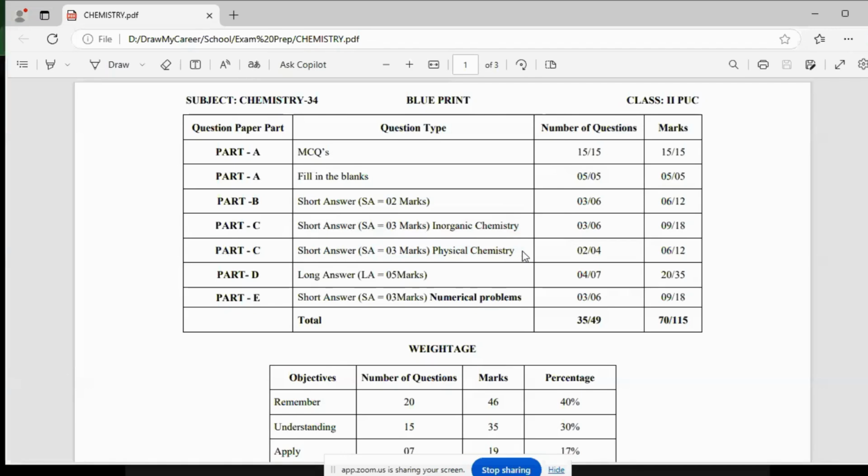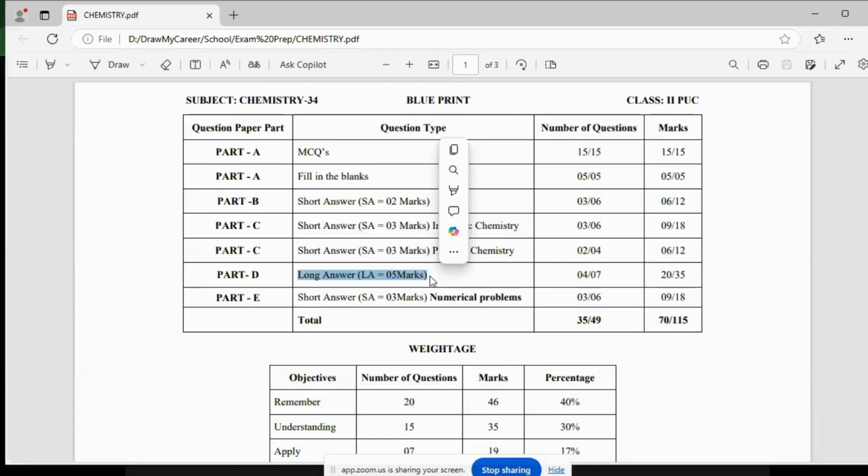Okay, coming to part D. That is your long answer question. Each question carries 5 marks. Part D, 5-mark questions. There will be 7 questions. You have to answer 4, and each weightage is 5 marks.